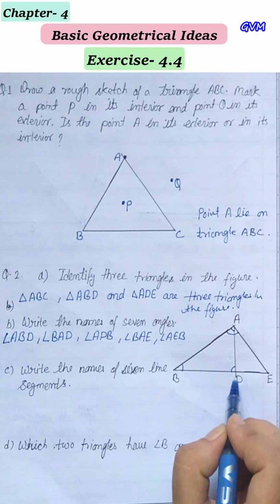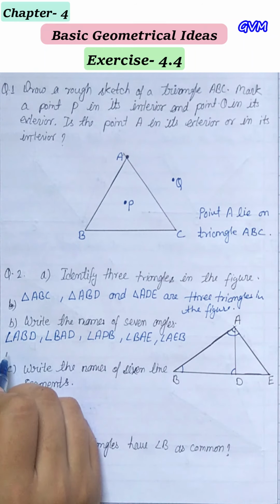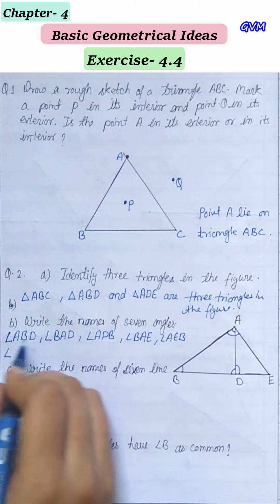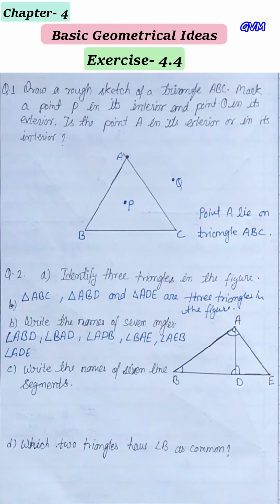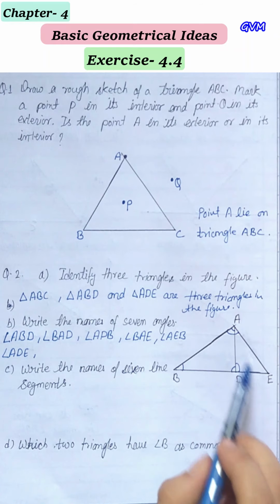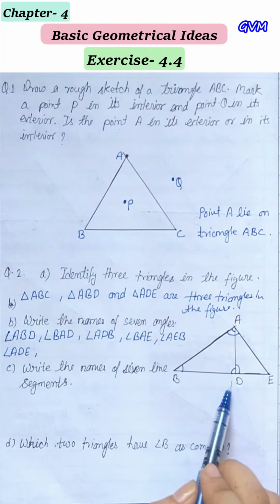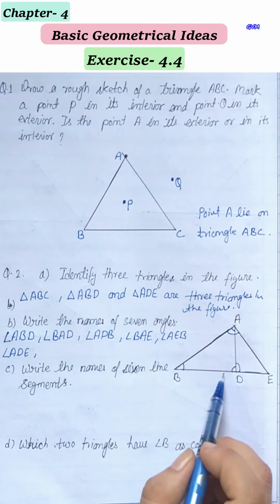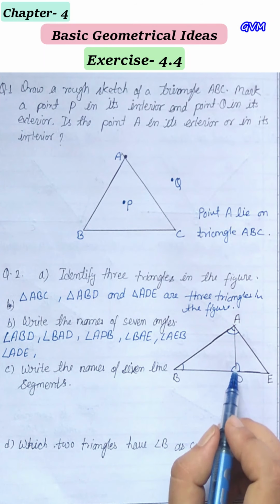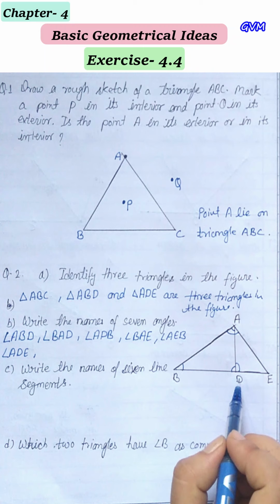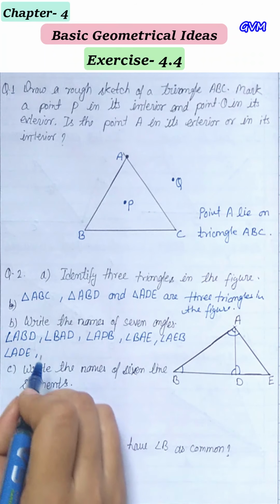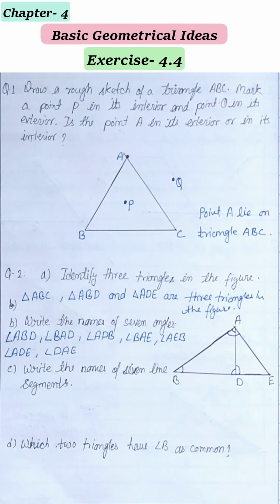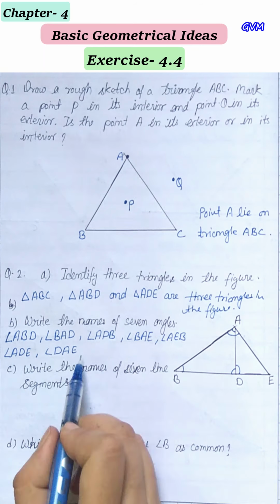Now let's come to the triangle ADE. So in triangle ADE we have angle ADE, this angle. Now we can see that angle AEB and angle AED are both the same angle, and we have already mentioned AEB. Now we are left with the angle EAD, or DAE we can say. So angle DAE, right? So these are the 7 angles we have in the figure.